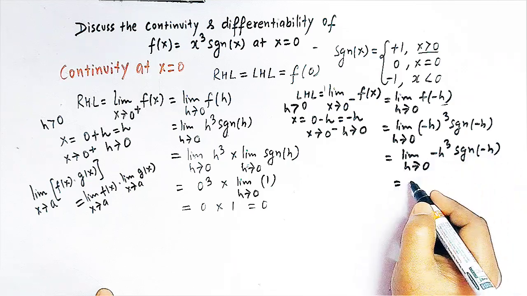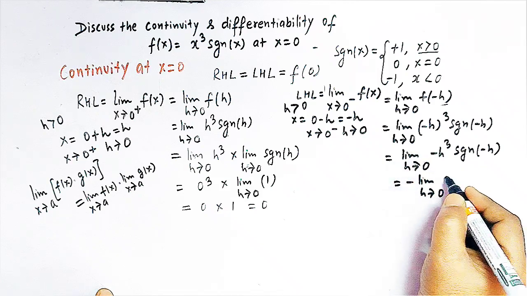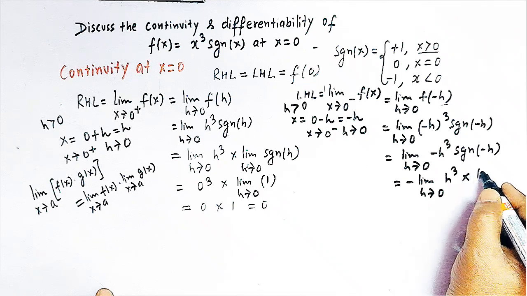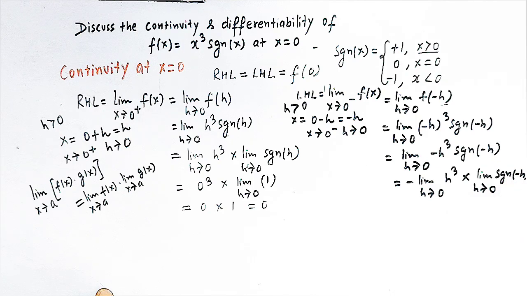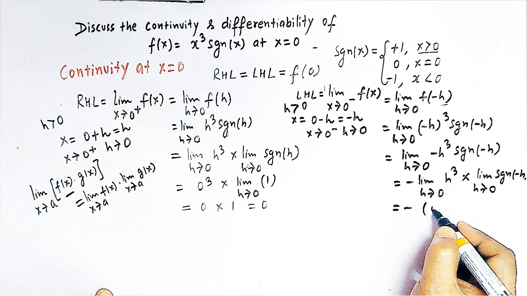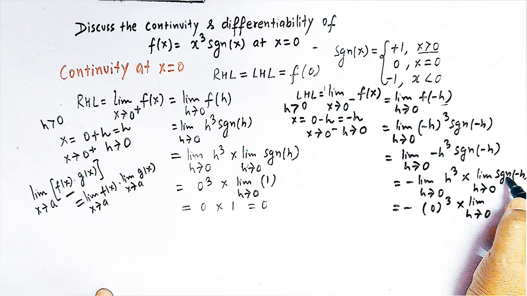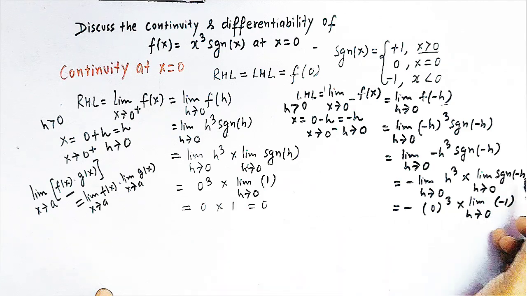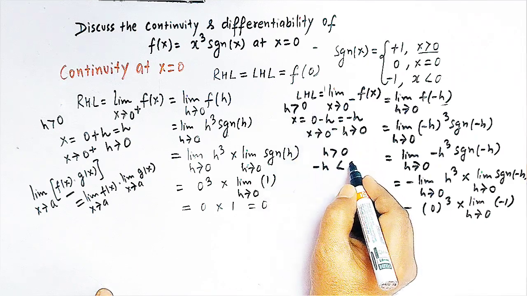So now we can take this negative sign in front of the limit notation, and we have limit h tends to 0 of h cube, and then limit h tends to 0 of signum of minus h, right? So here we have used this result. So now we have minus, here h tends to 0 gives us 0 cube, and limit h tends to 0 of signum of minus h is equal to minus 1, because h is greater than 0, so minus h is less than 0.